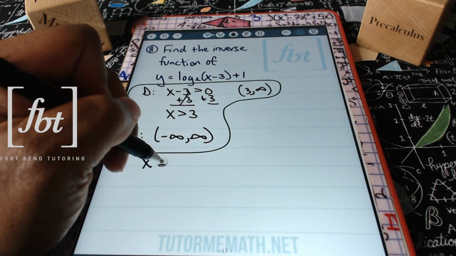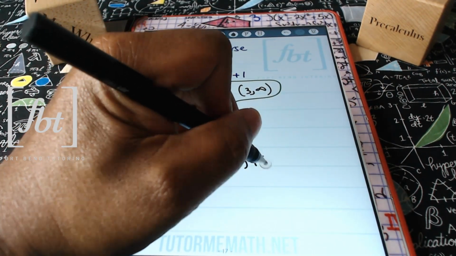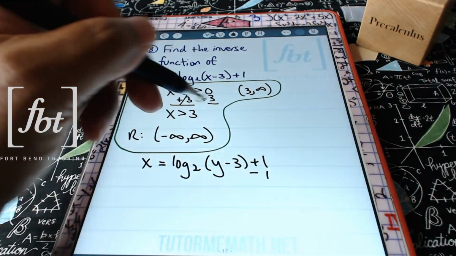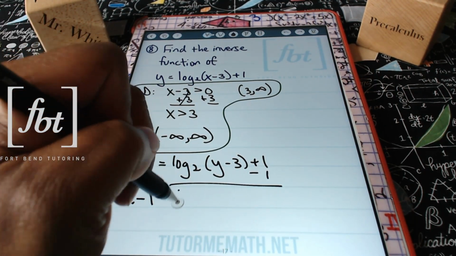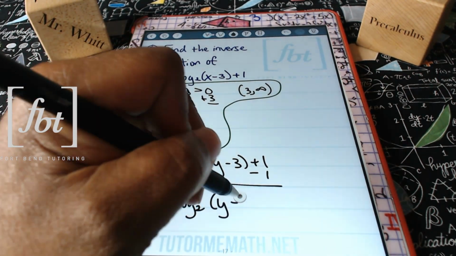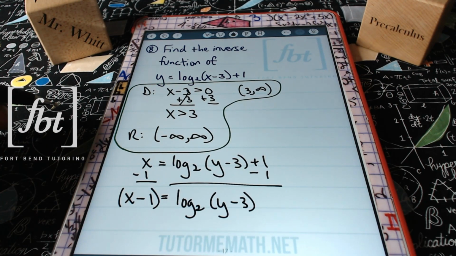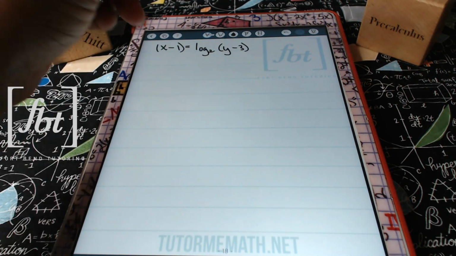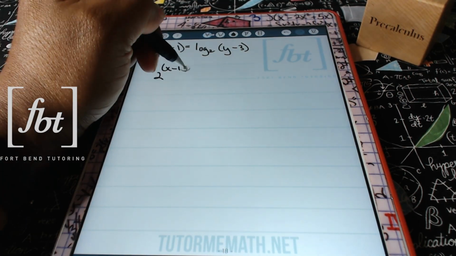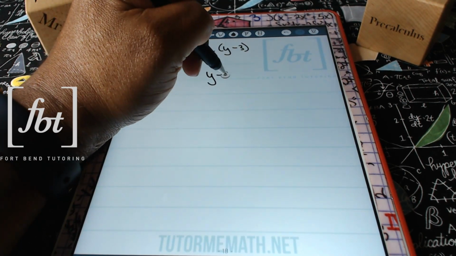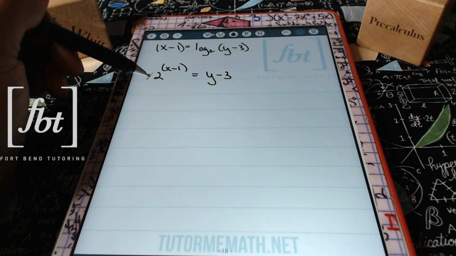And you'll have x equals log base 2 of the quantity y minus 3, plus 1. From here, you're going to subtract 1 from both sides so that you end up with x minus 1 equals log base 2 of the quantity y minus 3. From here, we can convert this logarithmic form into exponential form. So using this conversion, we'll have the base of 2 raised to our value of x minus 1 equal to y minus 3.